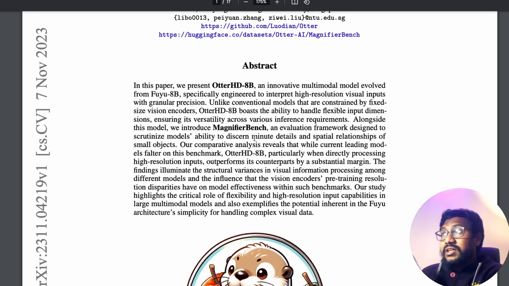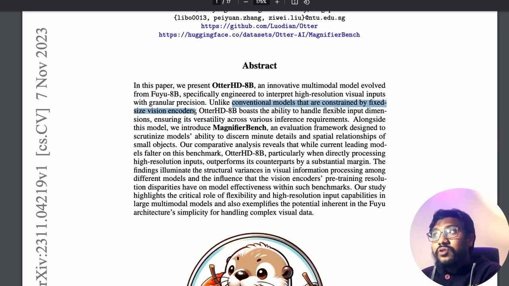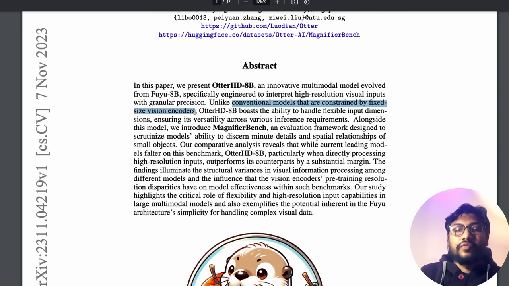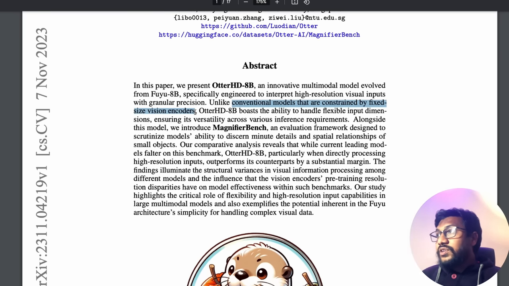The conventional models are constrained by fixed size vision encoders. For example, with Stable Diffusion, you can generate 512 by 512, or 1024 by 1024. They're trying to overcome that with what they're calling OtterHD, which can handle flexible input dimensions.